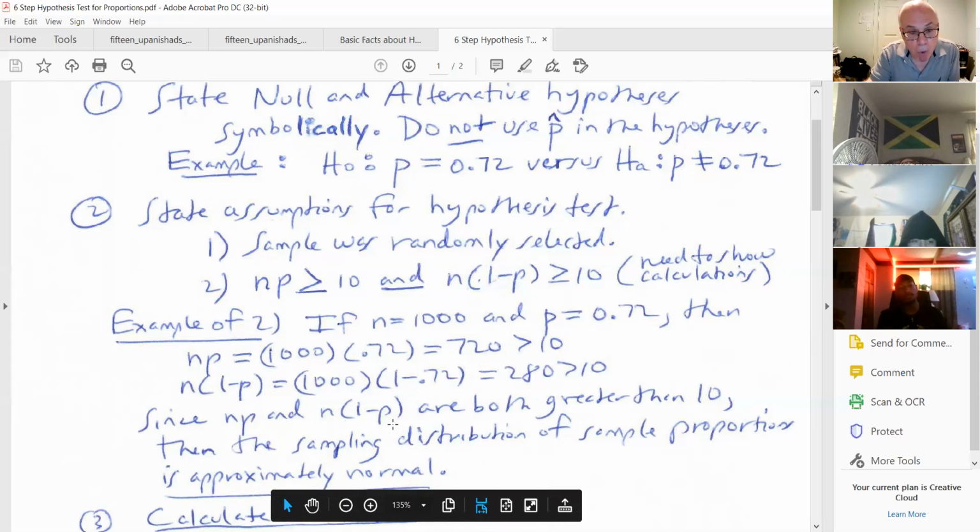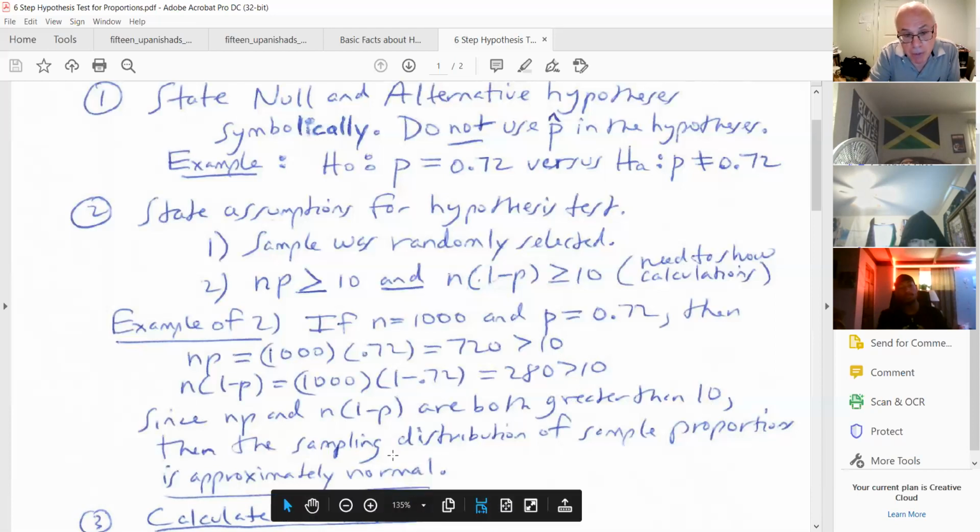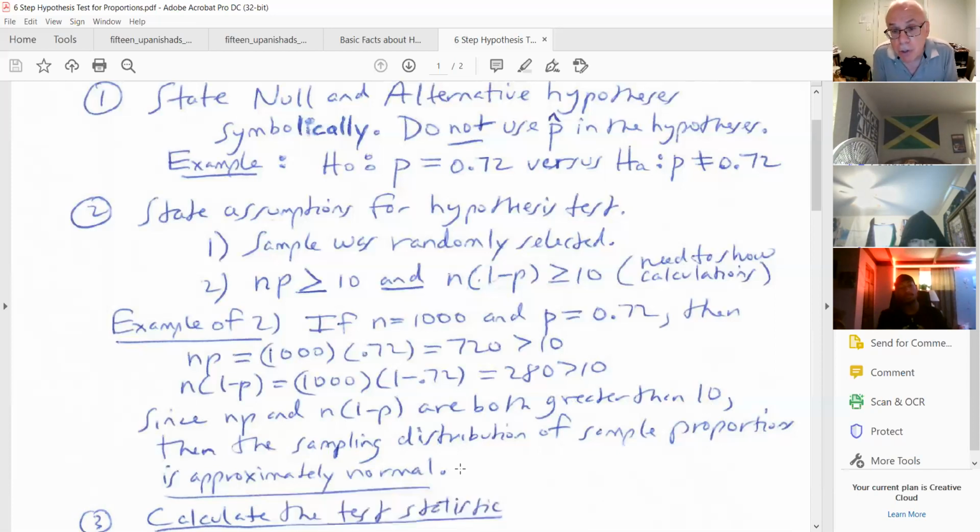Since np and n(1 minus p) are both greater than 10, I can say it here because I've already shown you my calculations right above. So if I do the calculation and then make the statement, I can say the sampling distribution of sample proportions is approximately normal. That's why I can use the normal distribution for a proportion.